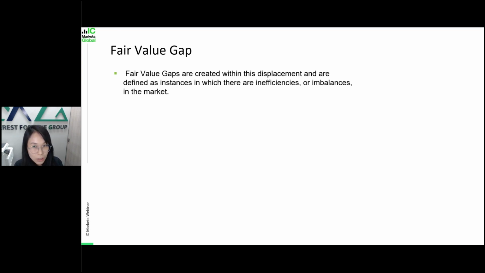The next one is the fair value gap. Fair value gaps are created within displacements and are defined as instances in which there are inefficiencies or imbalances in the market. These imbalances are visualized on the chart by a three candle sequence containing one large middle candle whose bordering candles' upper and lower wicks do not overlap.